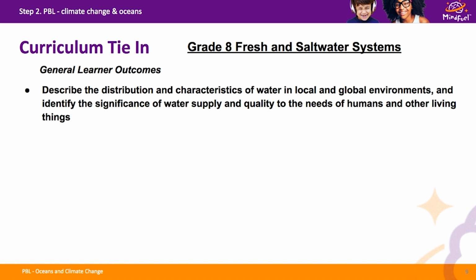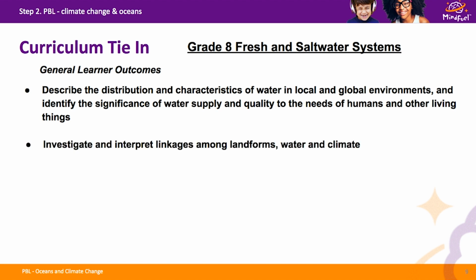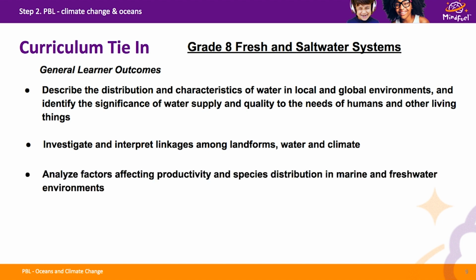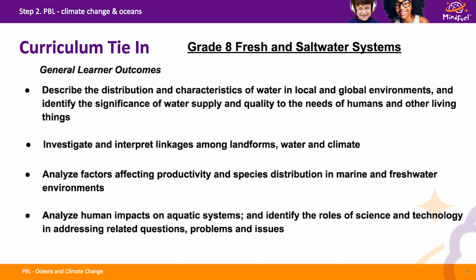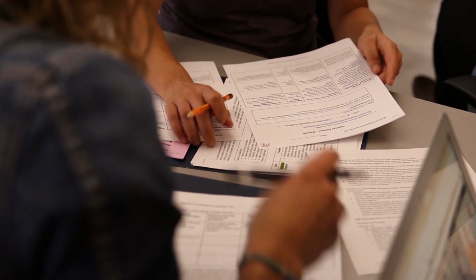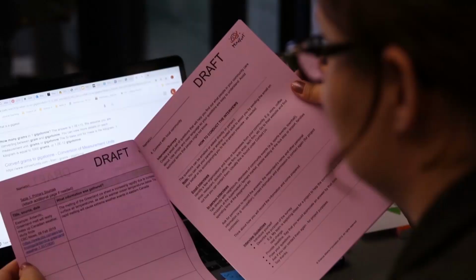This unit covers knowledge such as identifying the significance of water supply and quality, its distribution of water locally and globally, linkages between landforms, water, and climate, factors affecting species in aquatic environments, and human impacts on aquatic systems and technology. To start a PBL in your class, you will want to pick a unit of study to focus on. At this time, feel free to pause and connect to your own curriculum tie-ins.